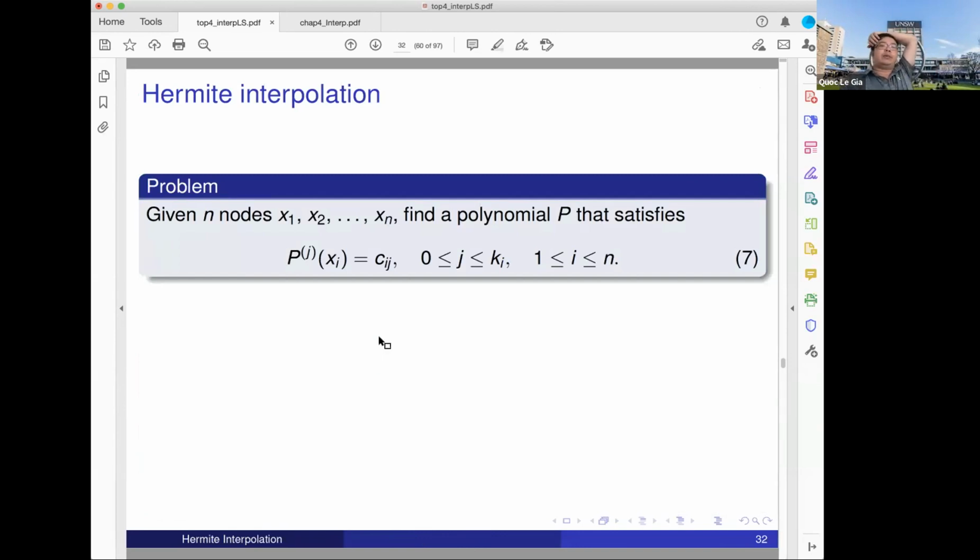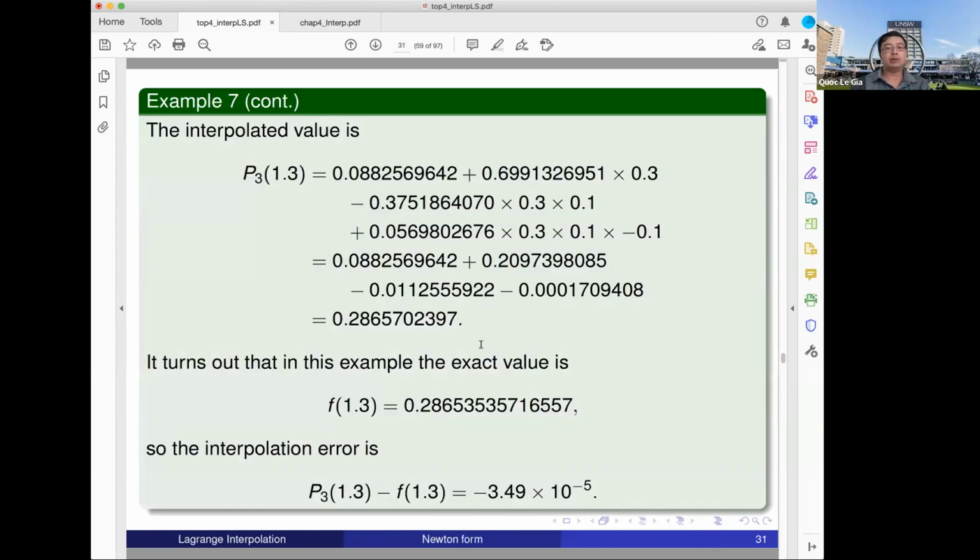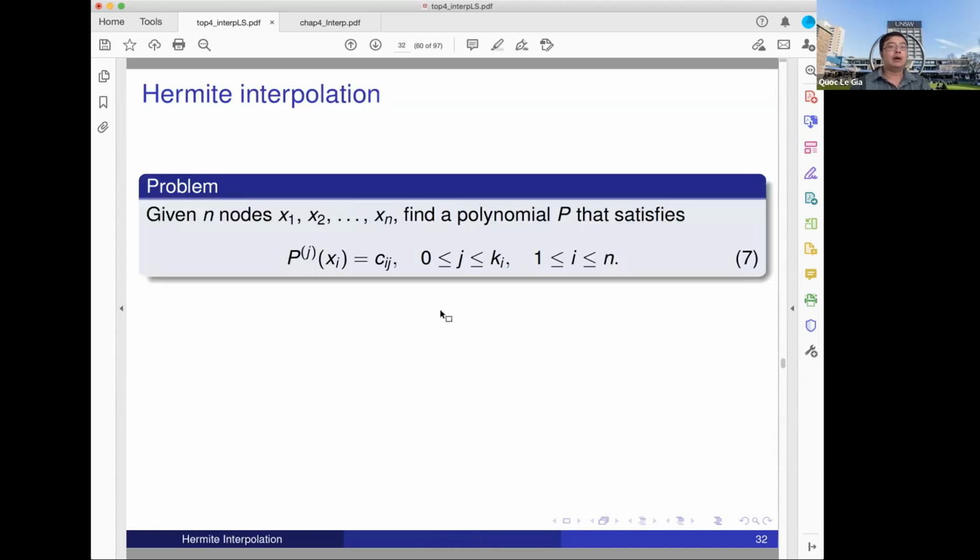So Hermite interpolation. We now move to a new type of interpolation. We talked about Lagrange and the Newton form, but in both methods you have only the data and the values of the function at the data points. But there is another form of interpolation when they give you a derivative as well, and they call it Hermite interpolation, named after the first person who proposed this problem.